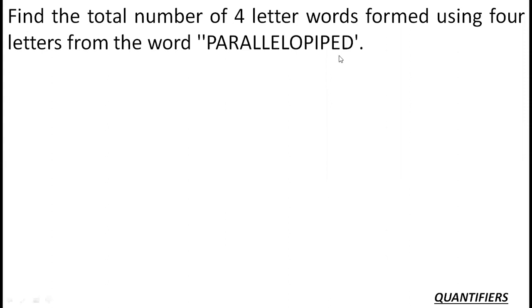So basically I have to make a word of 4 letters, using some of the letters of the word given, right? So if I simply see what is given to me in this word, P comes thrice, also L comes thrice, and A comes twice, E comes twice, and nothing else is getting repeated, so the rest is R, O, I and D.